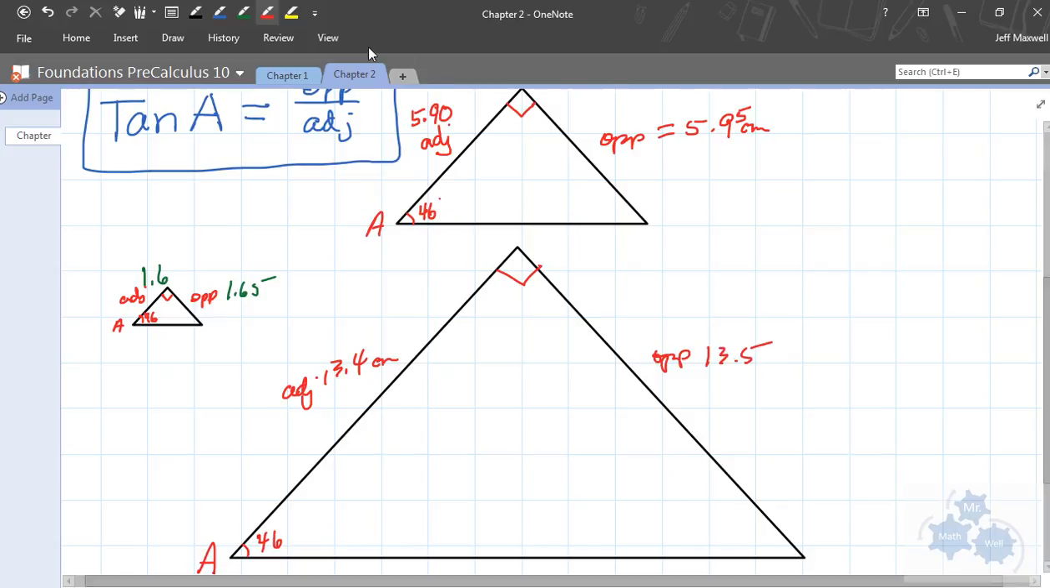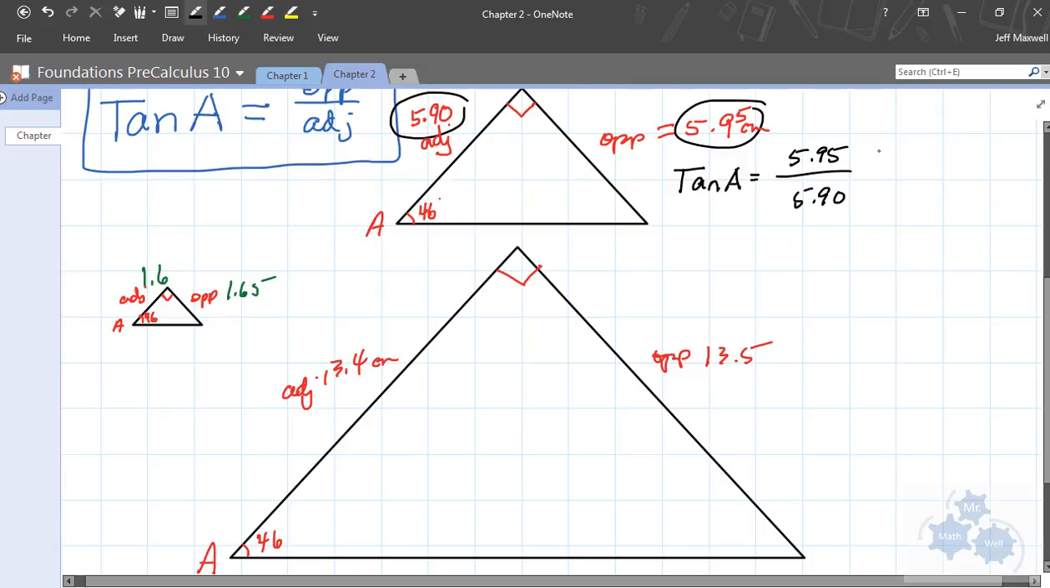Okay. So now that we have these measurements, the tangent ratio, we don't need to know what A is, but we're going to find out what the ratio is for A. Remember, the ratio is the opposite side divided by adjacent side. Okay? So what's 5.95 divided by 5.9? Okay, so this ratio here is 1.008.